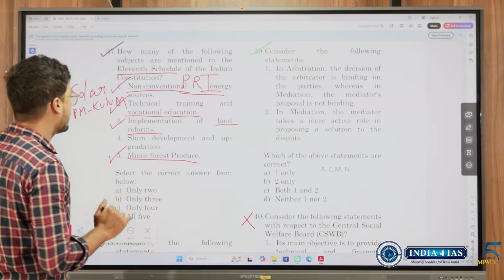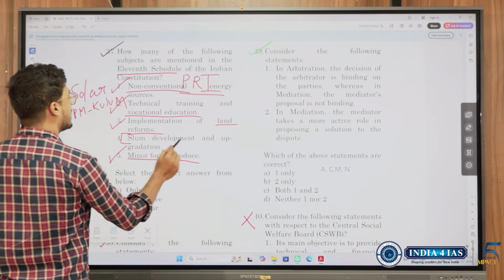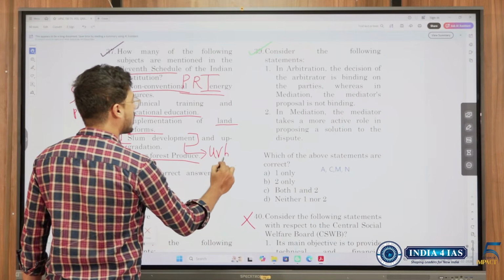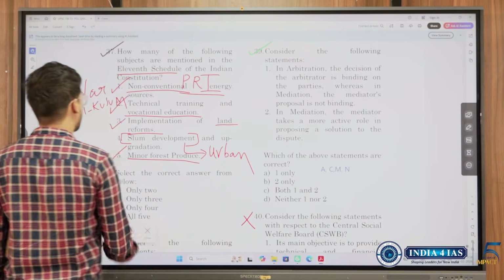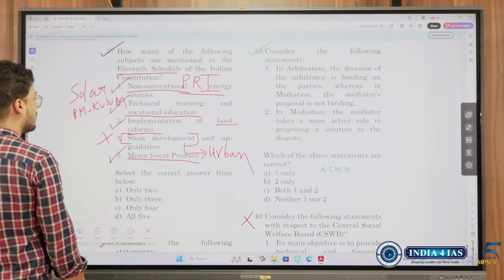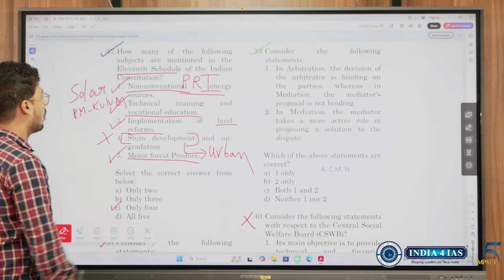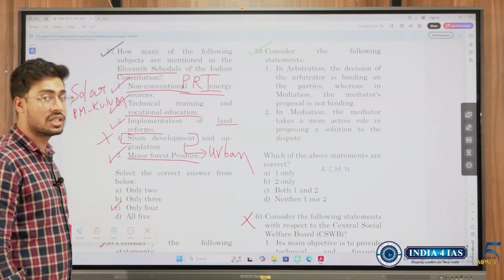Slum development. There are no slums. Slums is a term used when it comes to urban localities. So 4 should have been eliminated. 1, 2, 3 and 5 are the answer. So in this way also you can deduce.